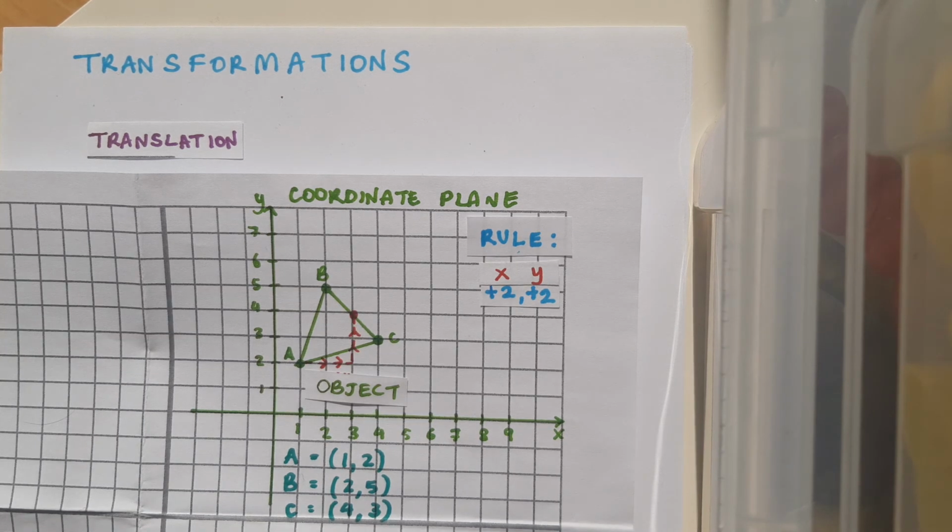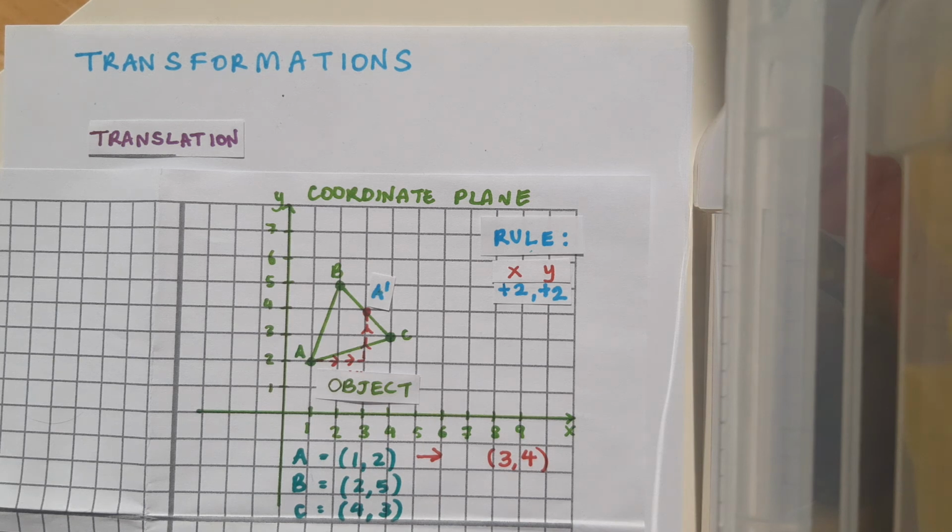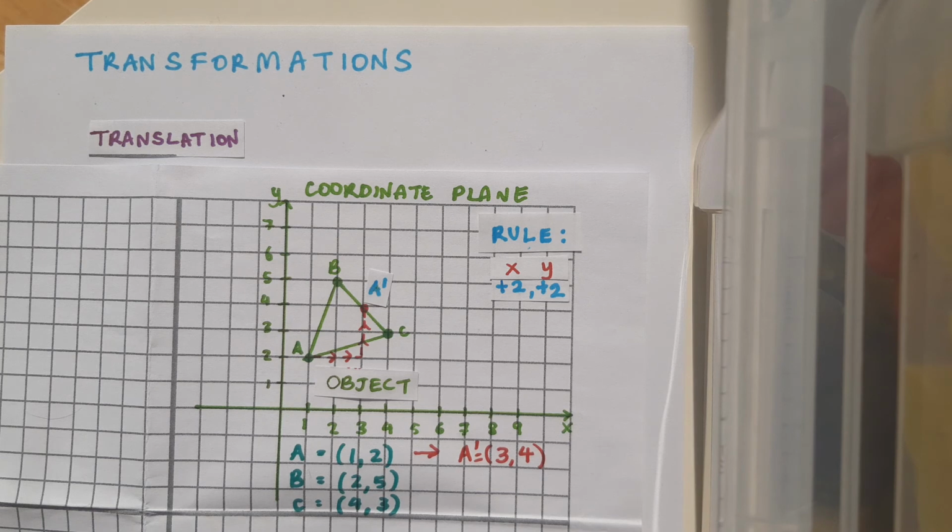So I can see, for example, that A is going to move 2 over and 2 up, and take a moment to identify where it's located now. So A clearly moves to 3, 4, and I'm going to name that point A dash. Take a moment to see, can you find where the image of B, called B dash, and the image of C, called C dash, should be located.